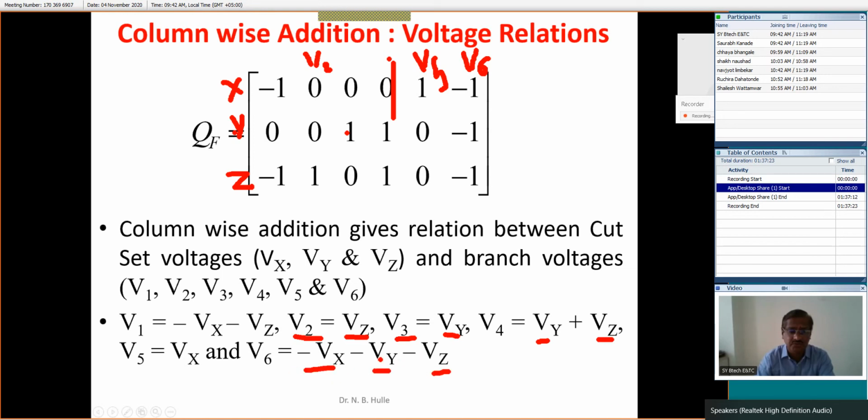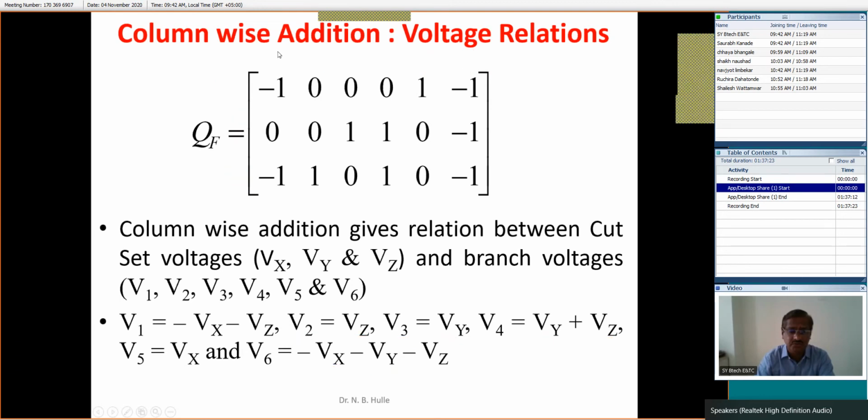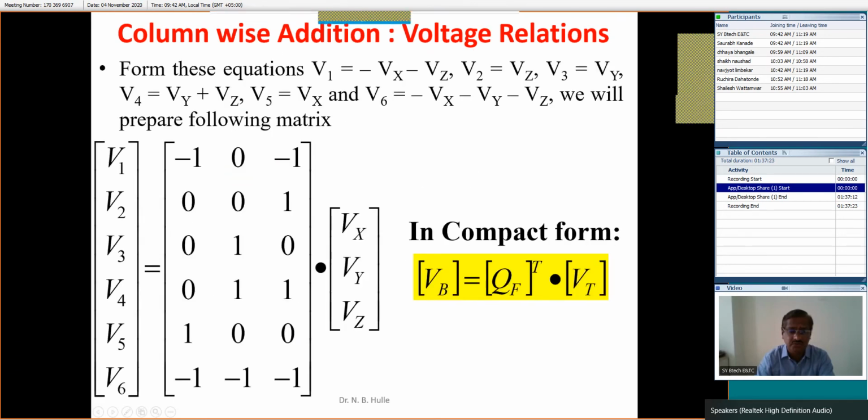This is that matrix, or these are those equations. Now again, we will arrange these equations in matrix form. Look at how the matrix will be. V1 is equal to minus Vx minus Vz, and V2 is this value. I have copied these equations from the previous slide. If we are preparing these matrix equations, how many equations do we have? Six. Means the unknowns we have are V1, V2, V3, V4, V5 and V6.